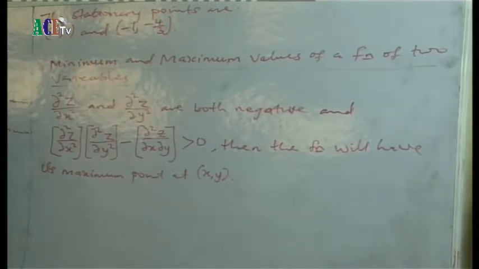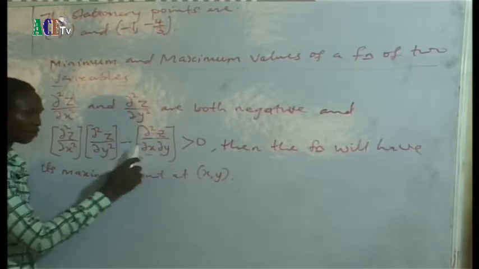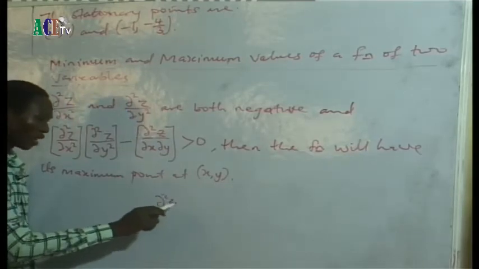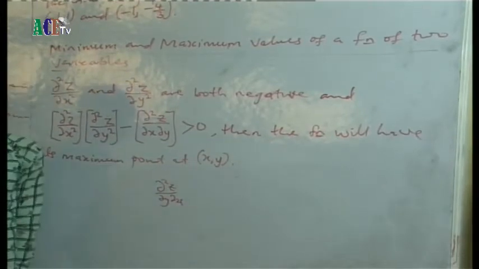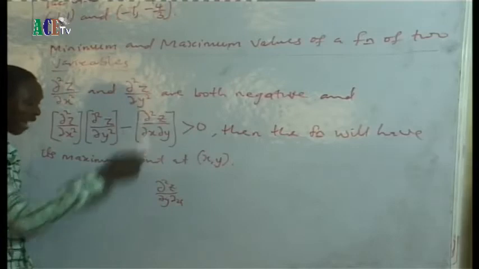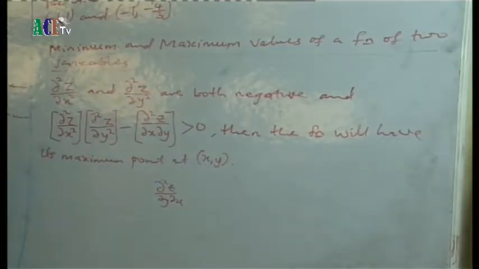And look at this place, everybody. Let us consider this term. Don't forget, if some people write ∂²z/∂y∂x, it's still the same thing. We have discussed this several times that this and this are always equal.